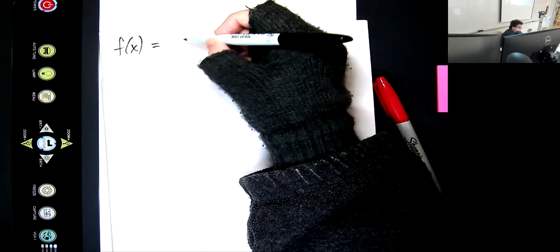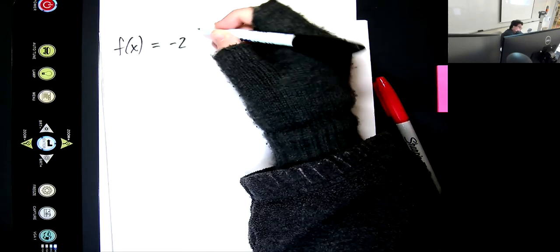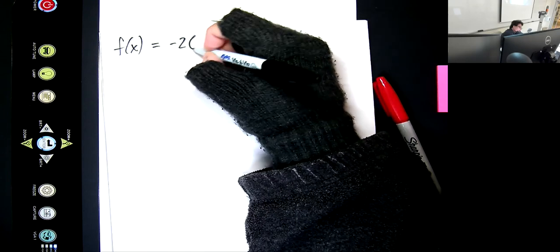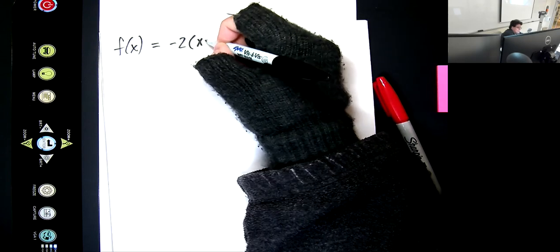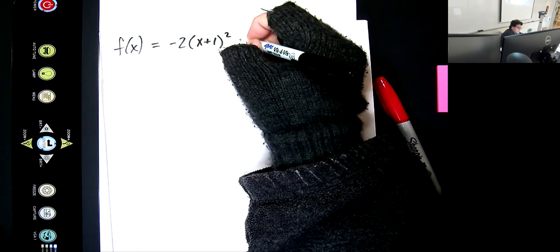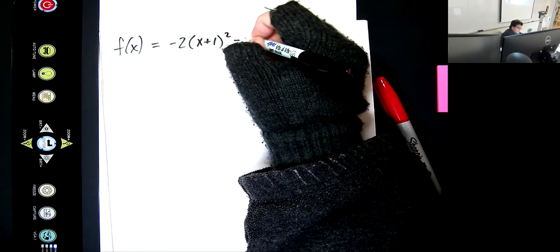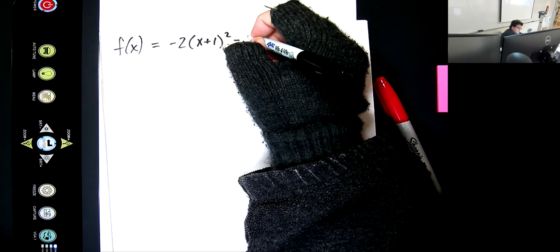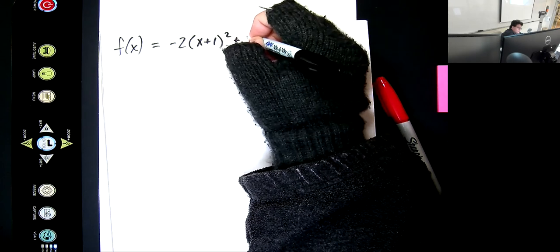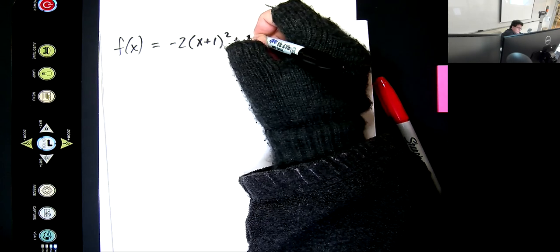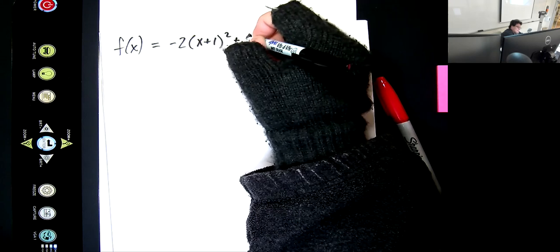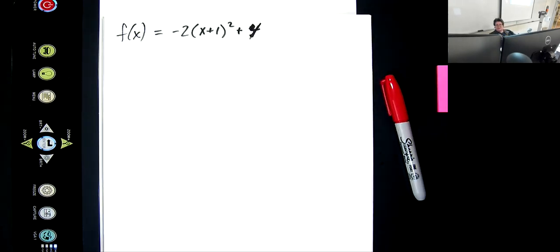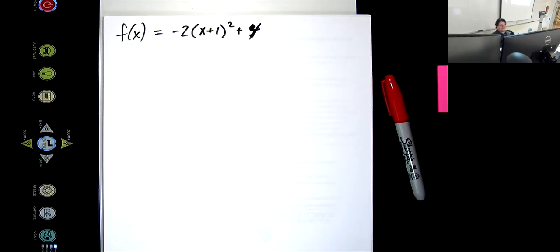Let's see if we do -2. Let's go +4. Let's let you guys try that for a second, then we'll do it together. Then we'll start looking at the arithmetic of functions.